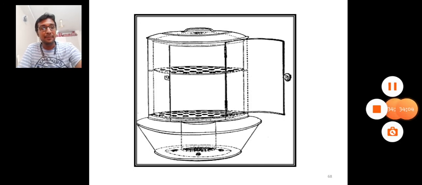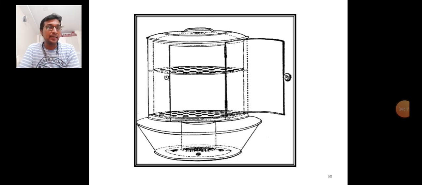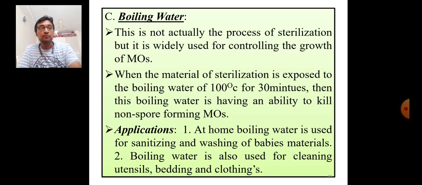Okay, our time is over, I have taken around 4 minutes more, so sorry for that, and we will stop here and we will continue with the next point in the next lecture. The next point is the third method of moist heat sterilization, that is boiling water.